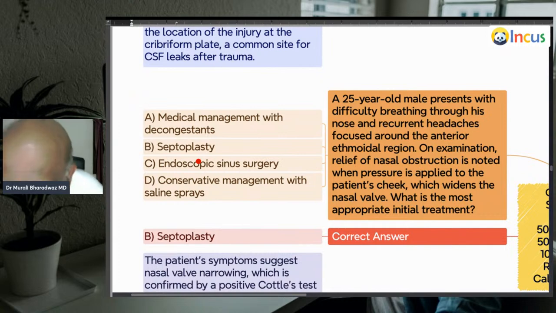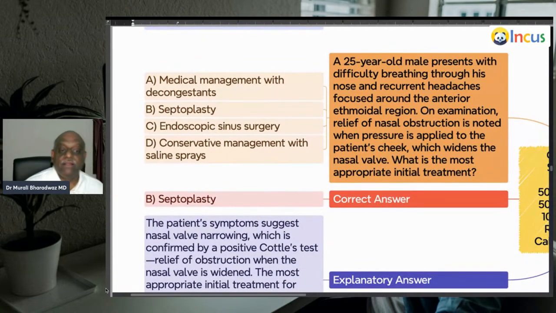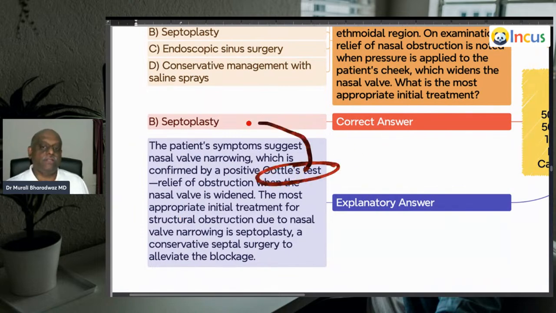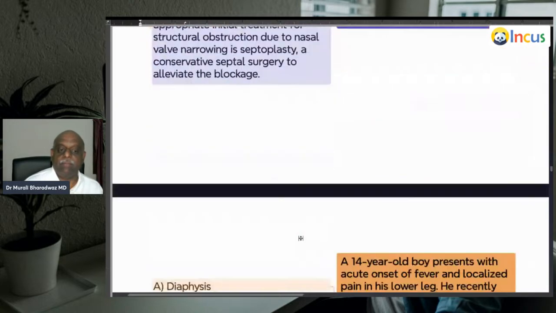A 25-year-old with difficulty in breathing. Recurrent headaches in the anteroethmoidal region. When pressure is applied on the patient's cheek, which widens the nasal valve, there's a relief of the obstruction. What is the most appropriate initial treatment? Septoplasty. And what is the test? Relief of obstruction when the nasal valve is widened. It's called Cottle's test, which is indicative of nasal valve narrowing. That is what you need to remember.